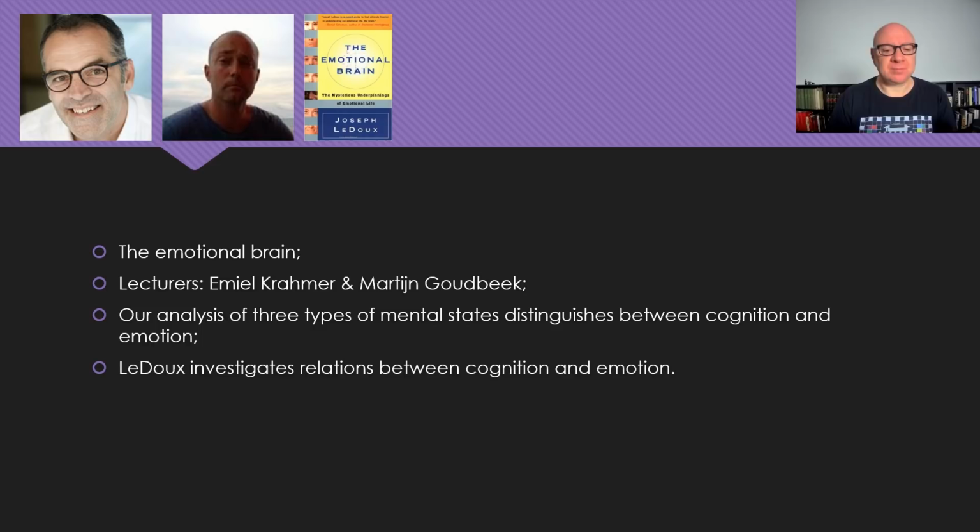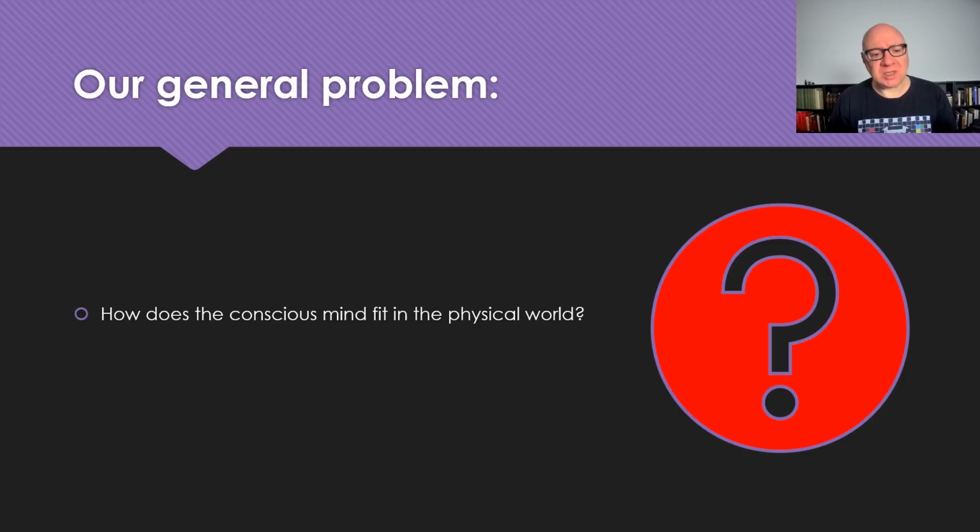Okay, now we have these three mental types making up our conscious minds. Let's look at the mind-body problem now, because that has an implication for our question, given that we have three different mental types. So our general problem is, how does the conscious mind fit in the physical world? Then we have conscious experiences, we have cognitive states, which are conscious when you're aware of them, when you entertain them, and we have emotions.